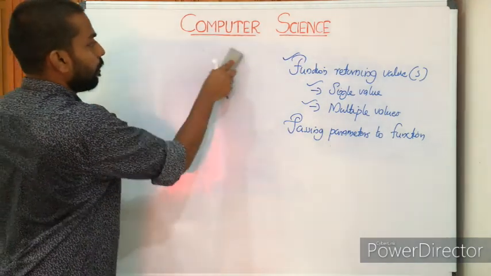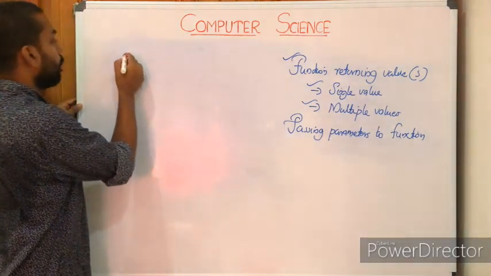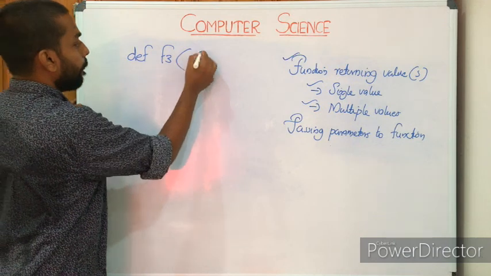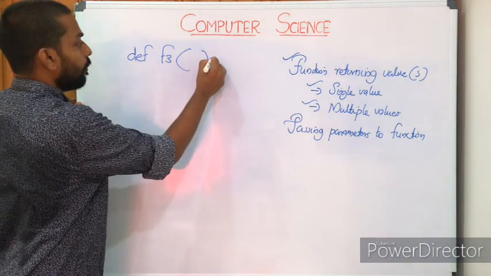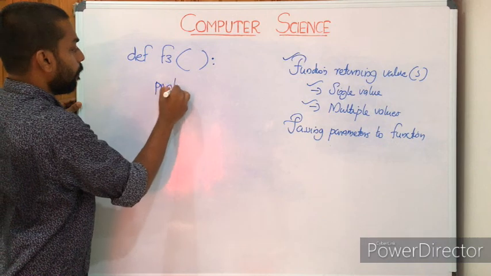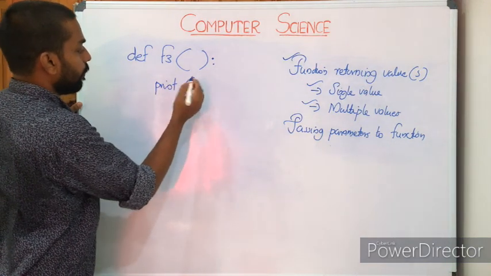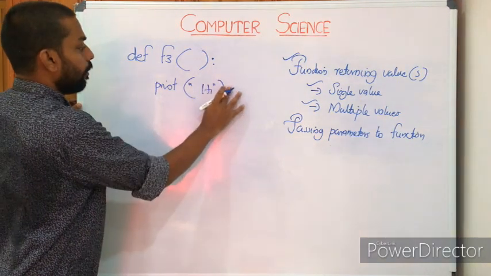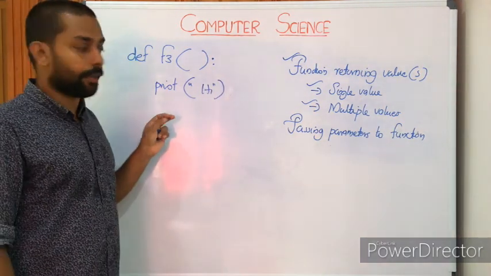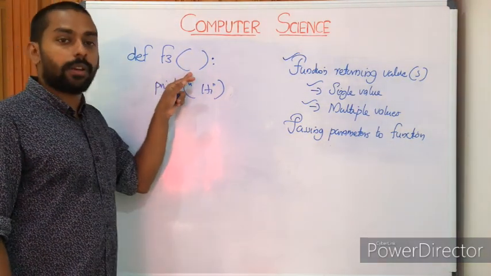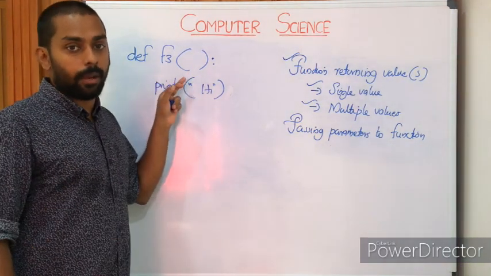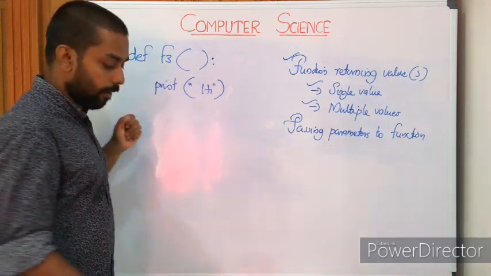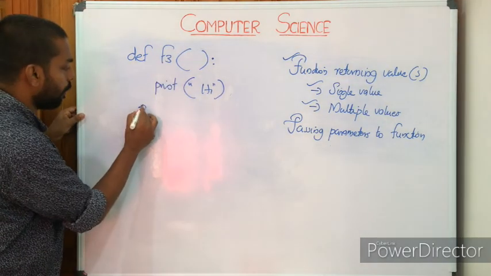And we can have another one as our third function, def f3, which does not take any parameter. We have only one statement, print. What are we printing? We are printing hi. So here the function f3 does not take any parameter or argument. It simply prints hi.